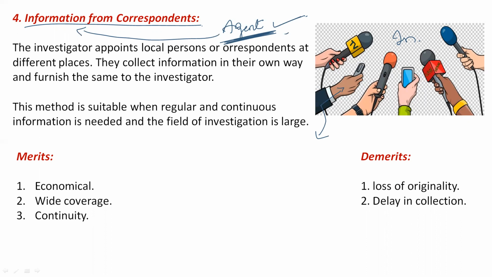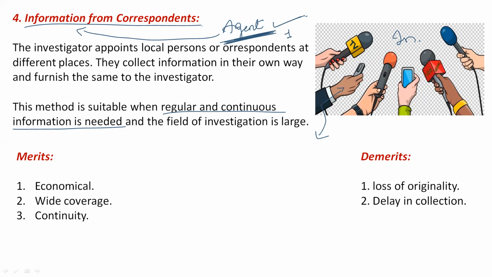So the agent could be a single person or there could be many agents, who could be in different areas or different places. All these agents together collectively provide information to the investigator. This method is suitable when regular and continuous information is needed, when the research or the study is not restricted for a time period.